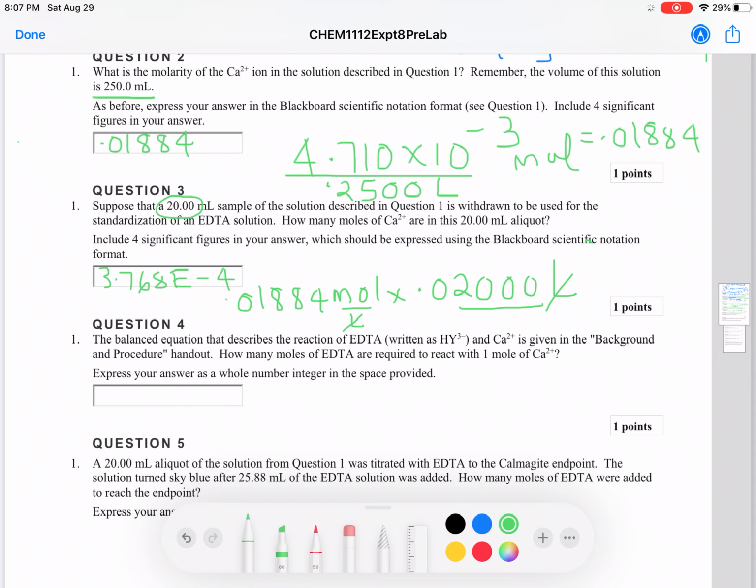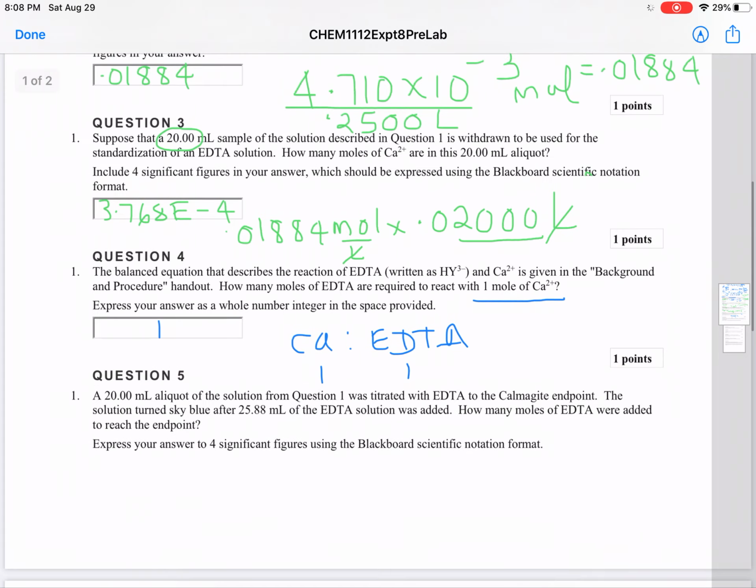How many moles of EDTA are required to react with 1 mole of calcium? If 1 mole of calcium reacts with 1 mole of EDTA and forms a complex in a 1:1 molar ratio, and you have 1 mole of calcium ions, how many moles of EDTA are required to react? Obviously a 1:1 ratio means it is going to be 1. And then the next question.